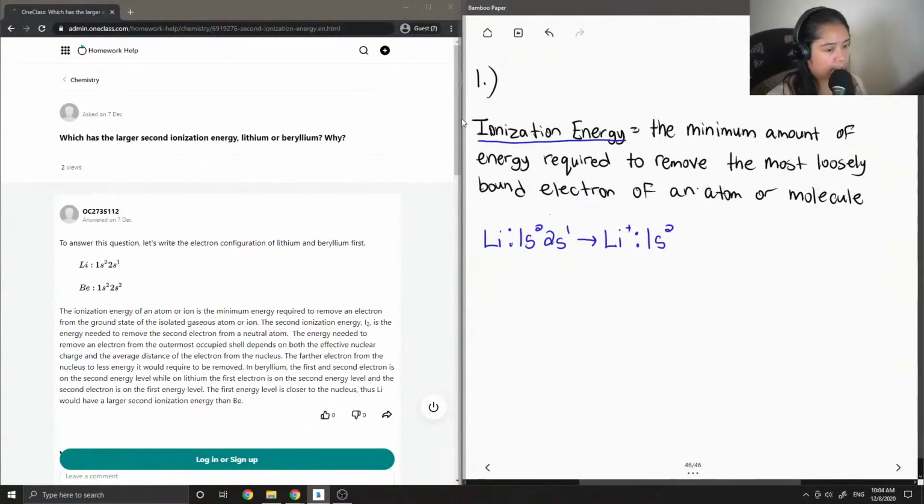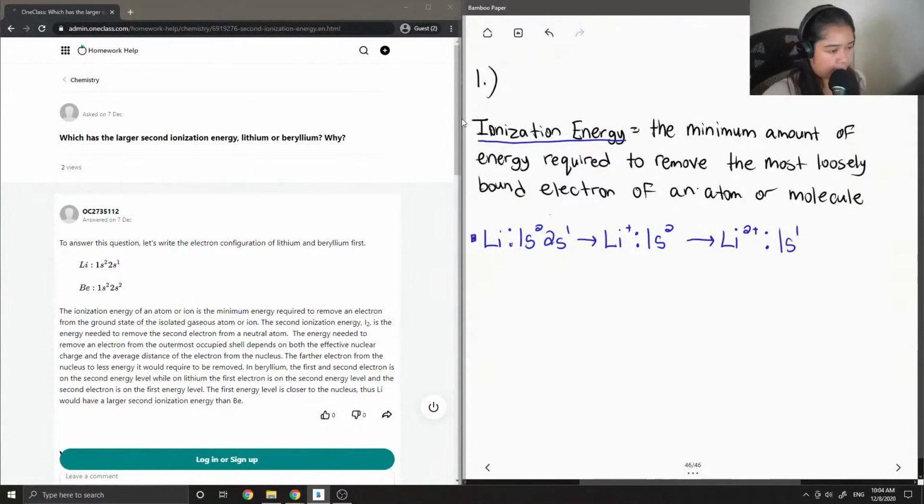So the question is asking for the larger second ionization energy. As you can guess, the second ionization energy is the removal of a second electron. So if we were to remove a second electron, it becomes lithium 2+, and its new electron configuration is 1s1.